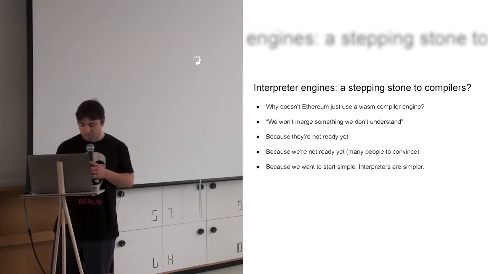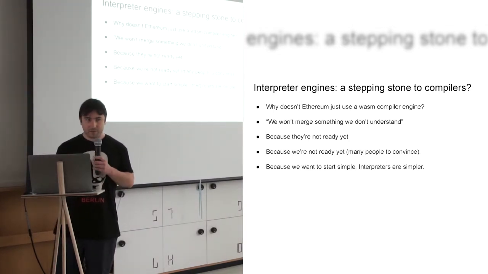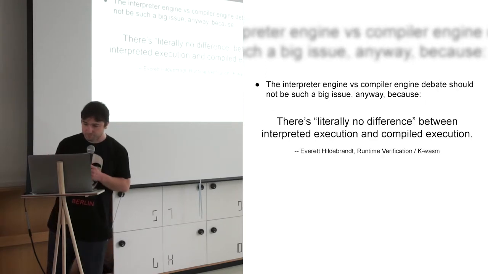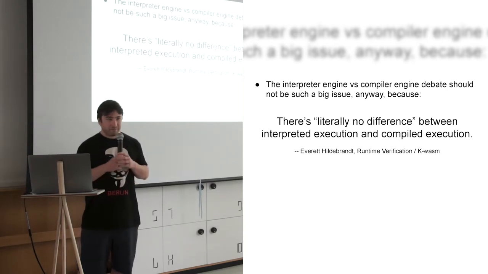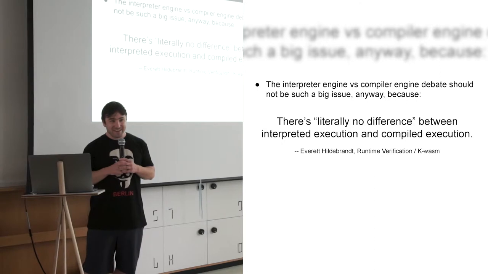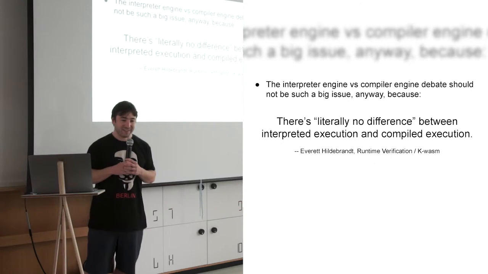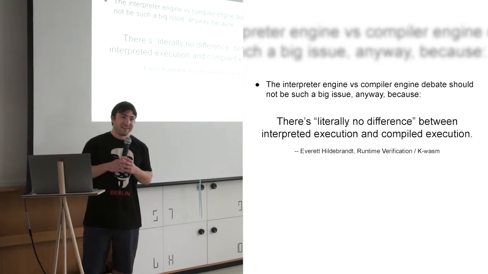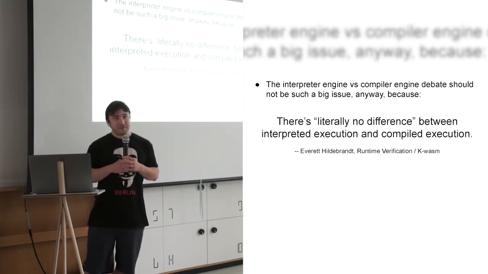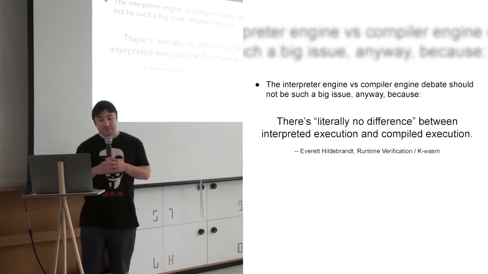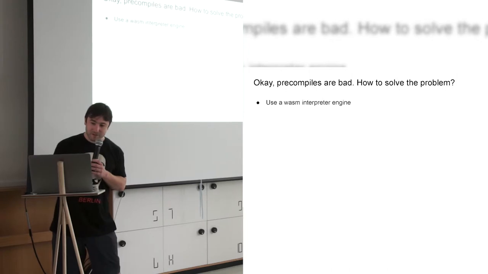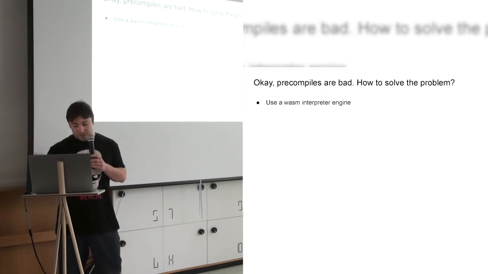Cool, so when we move on, don't keep asking the question, why don't we just use compilers? Because there are issues. Anyway, there's some argument that it should not be such a big issue because there's literally no difference between interpreted execution and compiled execution. Except, as Paul's response to Everett here was, well, yeah, except for the two orders of magnitude in speed. But I don't know. Maybe that two orders of magnitude in speed is based on some other assumptions. So that's what we'll try to explore. Let's use an interpreter engine.